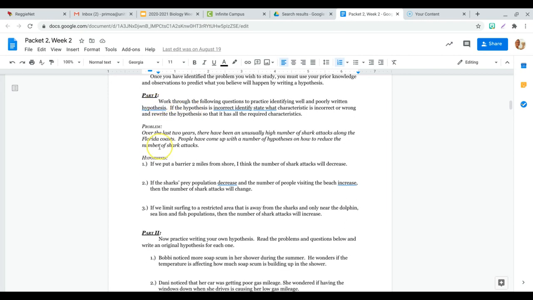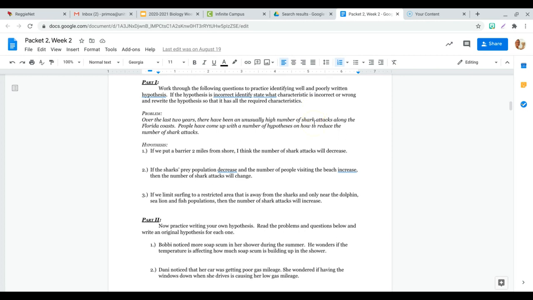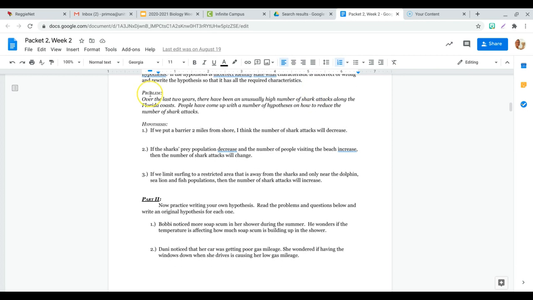Okay, moving on to this part. A lot of people did not follow directions here. Work through the following questions to practice identifying well and poorly written hypotheses. If the hypothesis is incorrect, identify and state what characteristic is incorrect or wrong and rewrite the hypothesis so that it has all of the required characteristics. So here I give you the problem.